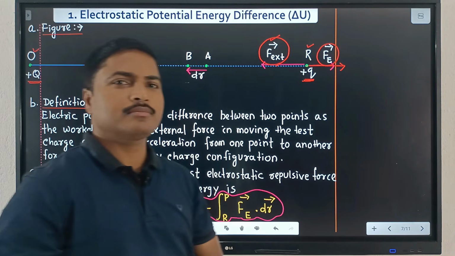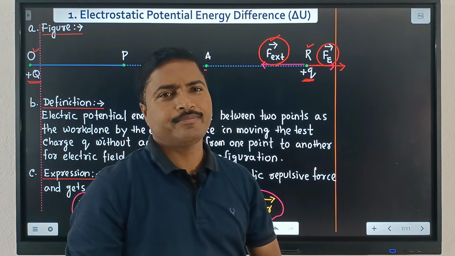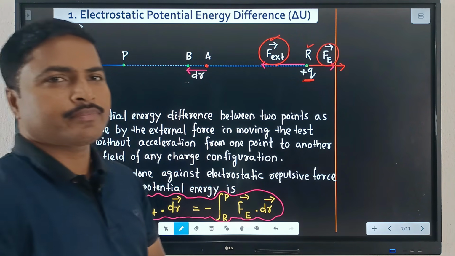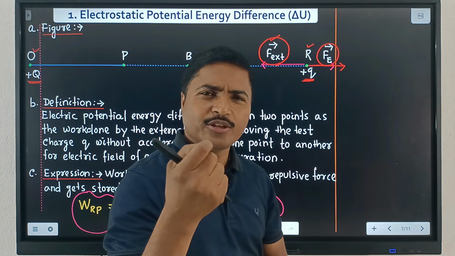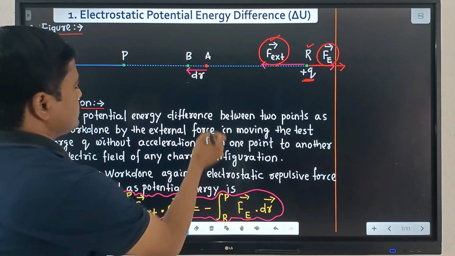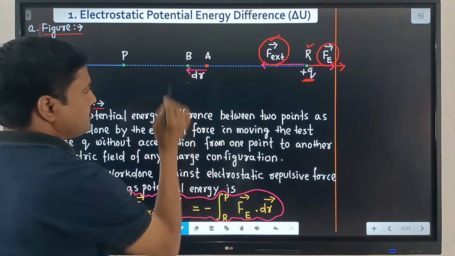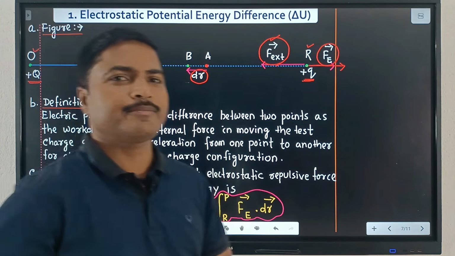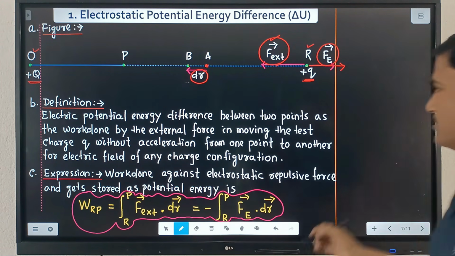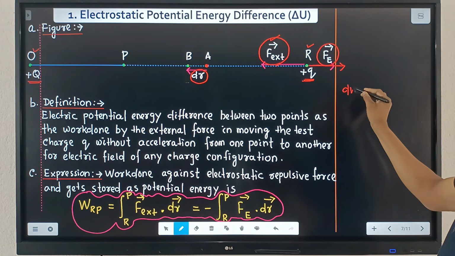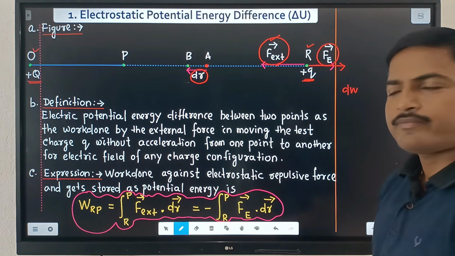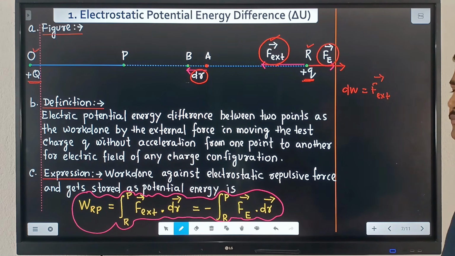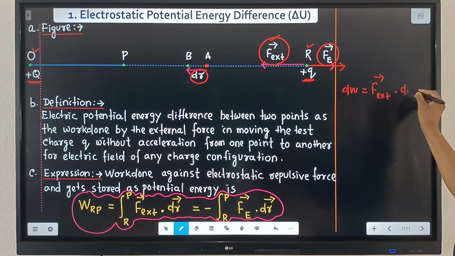Suppose at any instant of time, this is the position of the test charge, and if we give a very small time, the test charge suppose moves from point A to B. That means displacement of the test charge, suppose we write dr. Then what is the work done? You know the formula. Work done is very small, that is dW. dW is equal to, we take force as the external force, dot displacement dr.